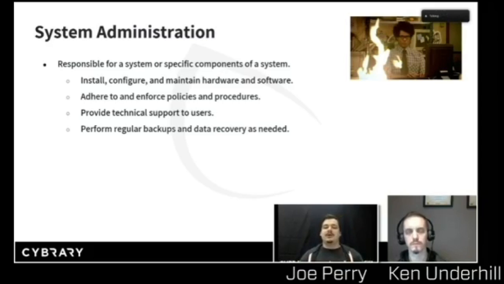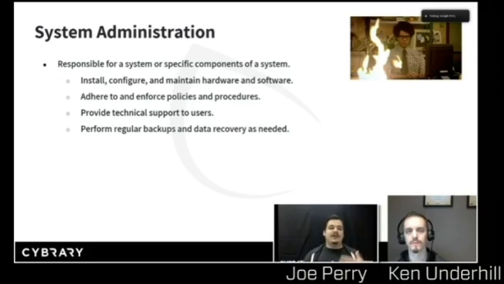But to get started and understand what a sysadmin is, I said it was sort of traditional IT. When people think of the IT Crowd, which is an excellent show if you haven't seen it, maybe didn't age perfectly, but it's a great show. A sysadmin is responsible for a system or the specific components of that system. That's kind of vague. So what do we mean by that?